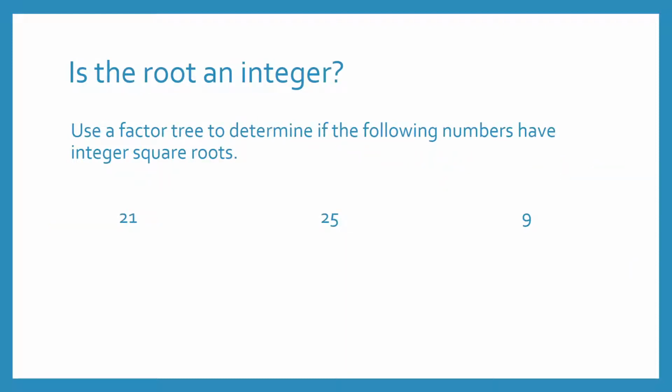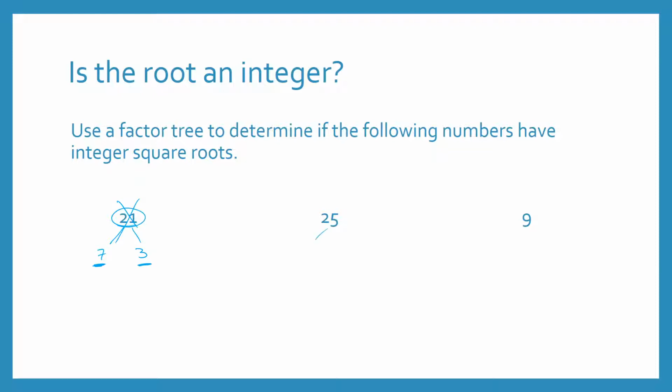Another thing we might be asked is to use a factor tree to determine if the number that we're given has integer or whole number square roots. Every number will have a square root, but it might be a number like 3.721. We want to know if it's a whole number or not. So we can make a factor tree. We already know how to do this. For 21, we have the factors 7 and 3. That's as far as that one goes. These two numbers aren't the same, and we can't get two numbers that are the same there. So this one doesn't have integer square roots. It'll have a square root, but not an integer one.